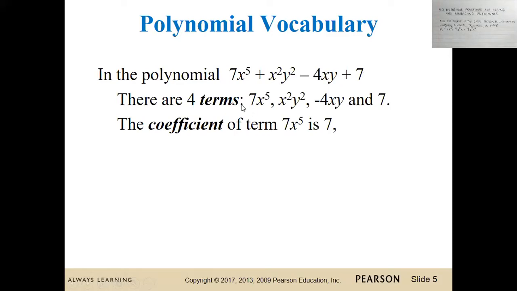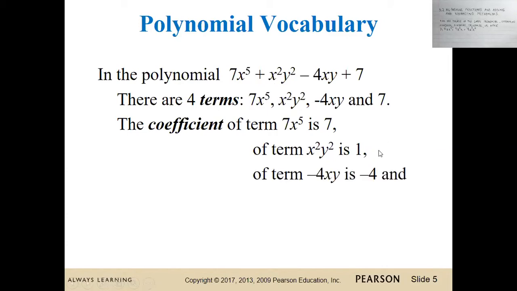And then the coefficients, remember coefficients are the numbers in front of the variables. So the coefficient of 7x to the 5th would be 7. And this is the one that sometimes we forget about. When I say, what is the number in front of this x squared, y squared? It's a 1. Even though you don't see it, the number's there. If it is a coefficient of 1, you usually don't see it. And it's a good habit to get into not to put that 1 even in your answers. And then negative 4x squared, the coefficient is negative 4. And 7 is what we call a constant. So it's just 7. 7 is the constant term.